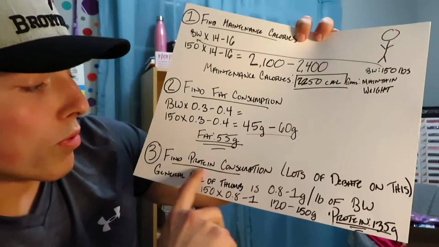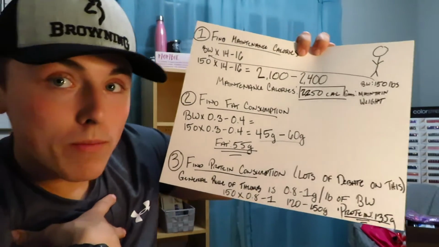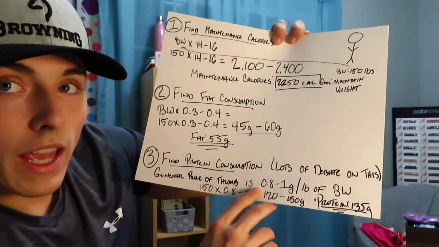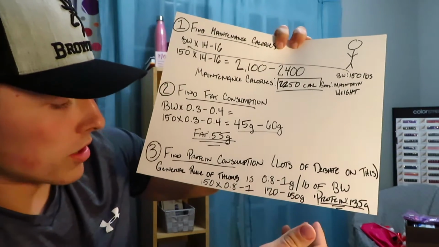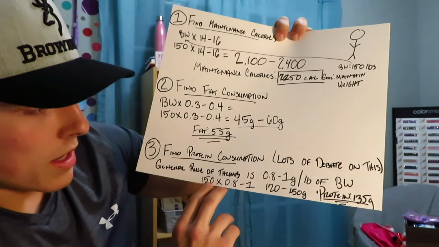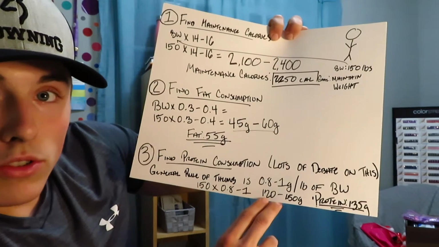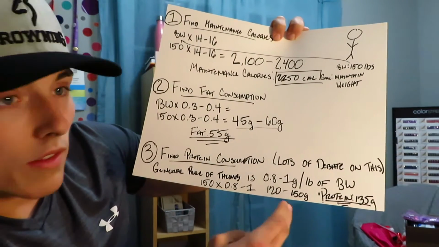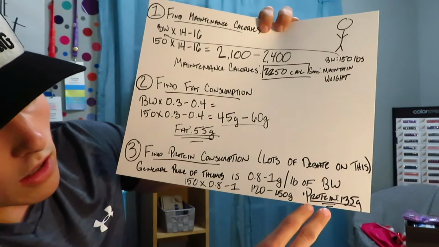Now we move on to protein consumption. A general rule of thumb that I've followed for a long time is multiplying your body weight times 0.8 to 1 gram per pound. So basically what you're going to do is take your body weight and multiply it by 0.8. I got 120 for this individual, and then I took his body weight and multiplied it by 1, and I got 150 obviously, and I went ahead and put him right in the middle of that scale too at 135 grams.